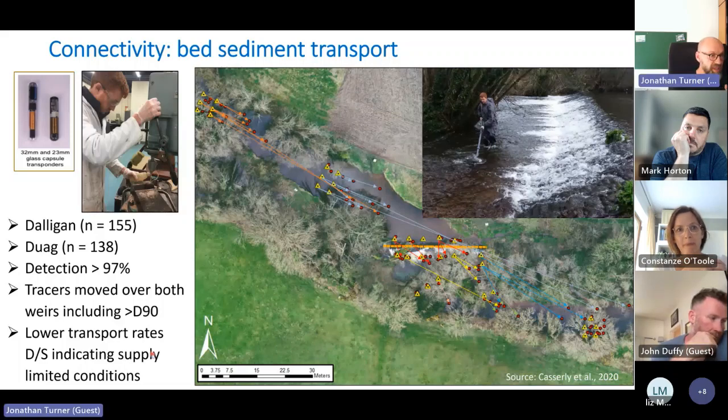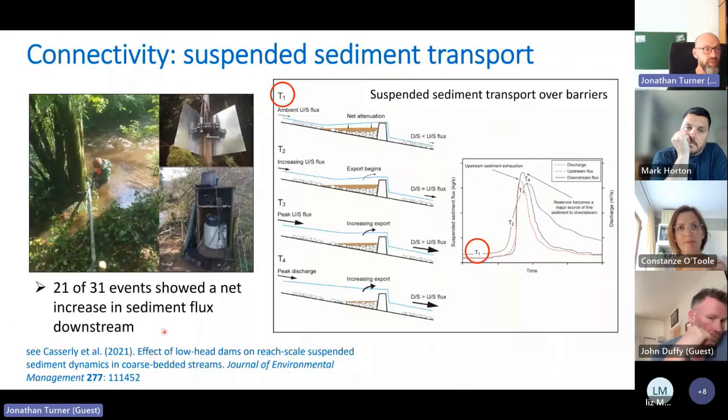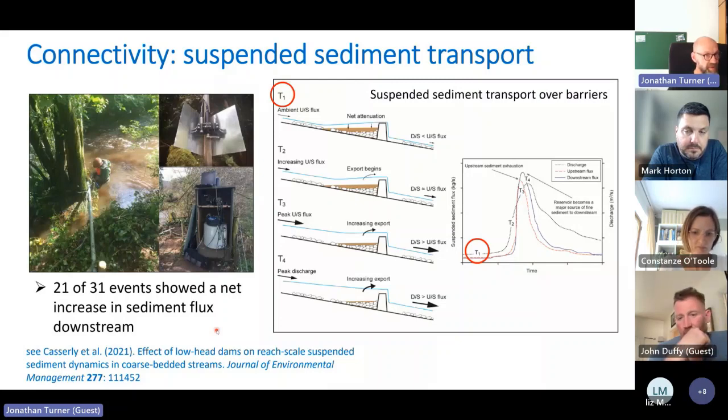Moving on to the suspended sediment story. So what we did here is we recorded suspended sediments coming in above our structures and then downstream of these structures. And we did this using a method whereby we don't actually record the suspended sediment. That's very, very challenging. We've had to take lots of samples. What we do is we monitor, we put in optical sensors that record the turbidity, so the cloudiness of the water.